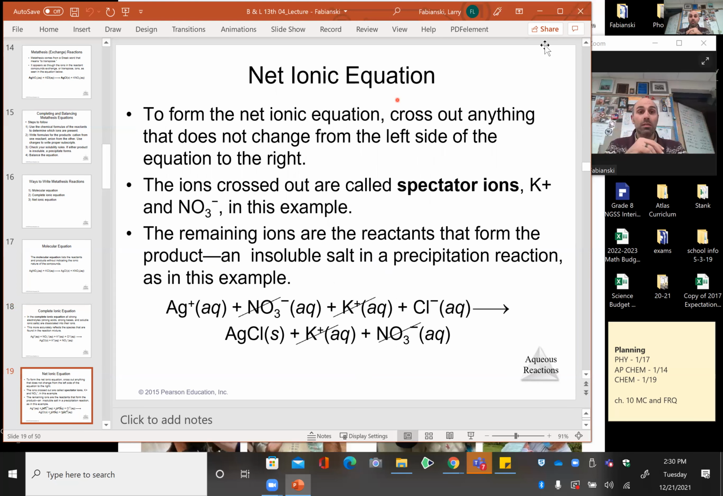They are spectator ions. The net ionic equation for this reaction would be silver cation aqueous, plus the chloride anion aqueous, yielding silver chloride solid. If you were writing that net ionic equation, it would just be that. You would not include the nitrate or the potassium on either side. They are spectator ions. They cancel out.